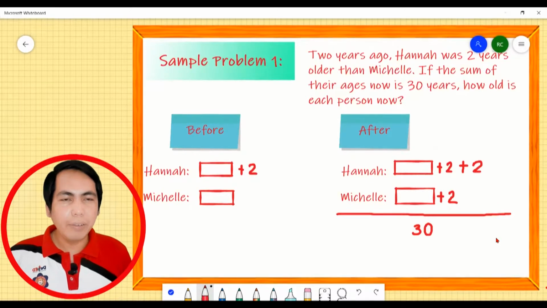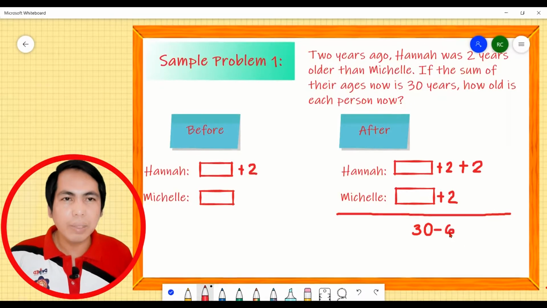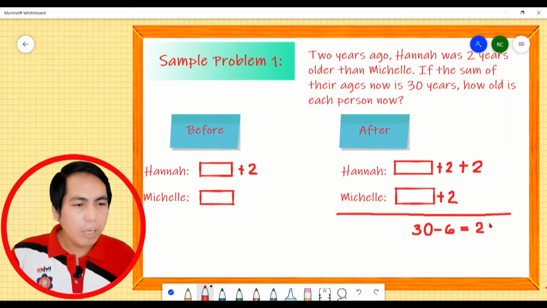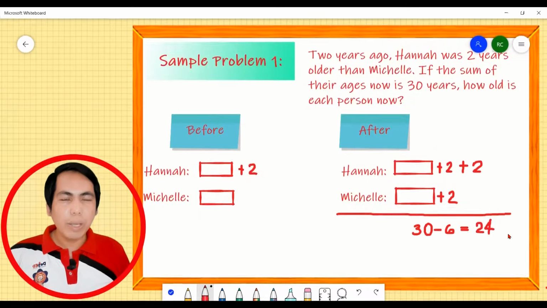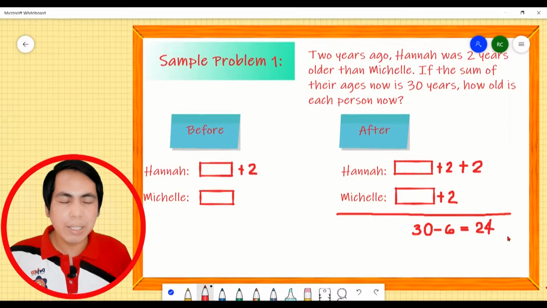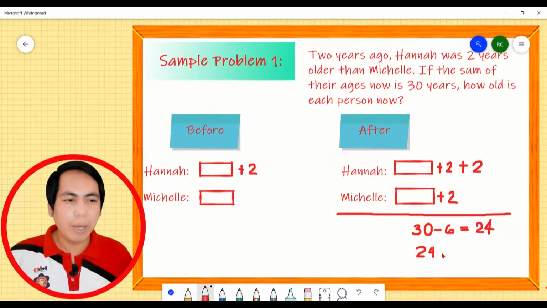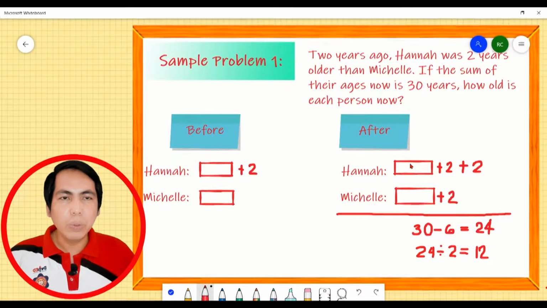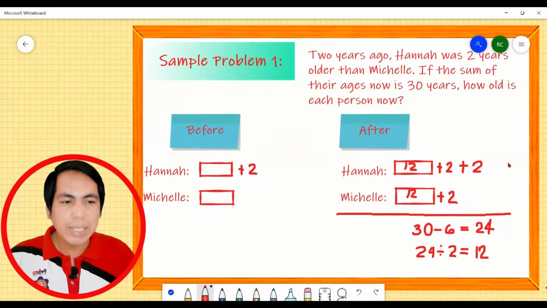Before we can identify the value of each of these two empty boxes, we have to take away first the 6 from 30 to give us 24. Now this 24 will be distributed equally to two boxes because the two empty boxes are equal in size. So we have to divide 24 by 2. 24 divided by 2 will give us 12. So meaning to say that the value of each of these two boxes is 12.